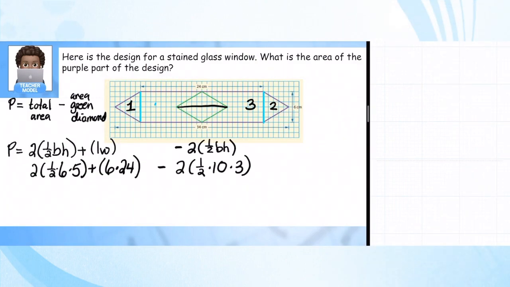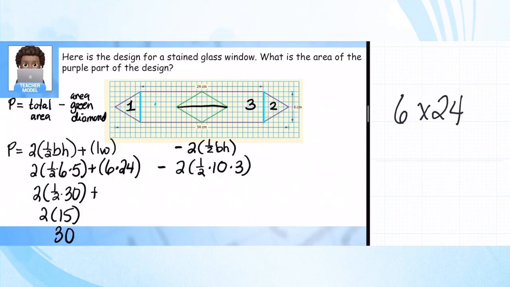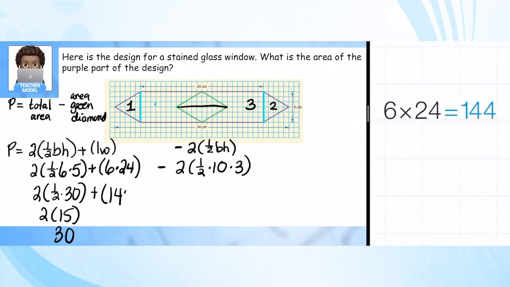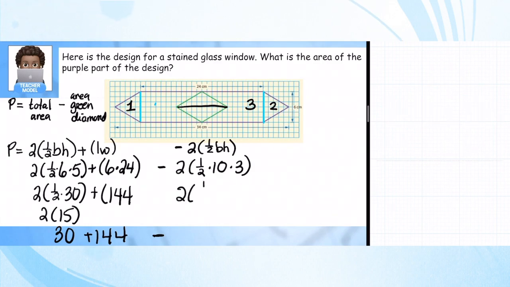Great. I brought out our calculator for the next section so we can multiply a little bit more quickly. For this first part, triangles, we have 2 times 1/2 times 30, or 2 times 15, which gives us 30, plus 6 times 24, which gives us 144. So we have our total part for the area, and we're going to subtract from that the last little triangle part. So 2 times 1/2 times 30, which is also 2 times 15, half of 30 is 15, or 30.